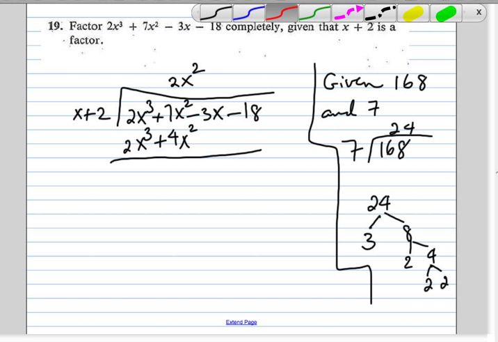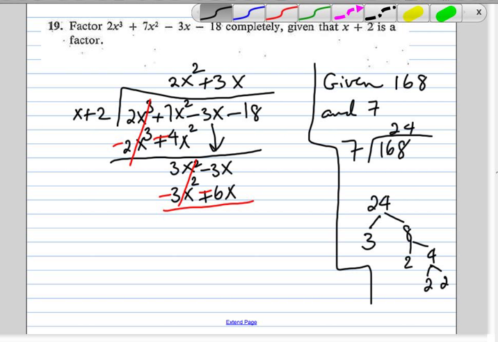An easier way to subtract is to change the signs and add. And we bring down the next one. We divide 3x squared by x, we get 3x. We multiply 3x by x plus 2, we get 3x squared plus 6x. Once again, we change the signs and add. We bring down.